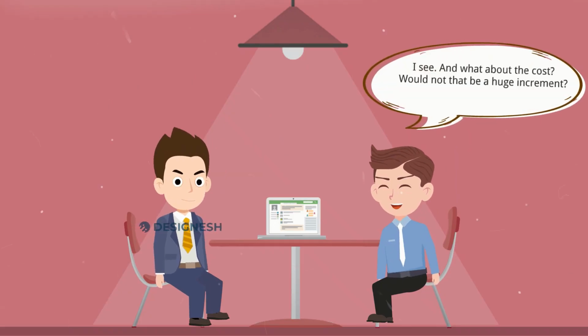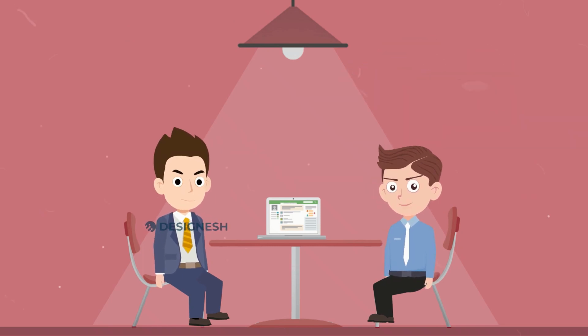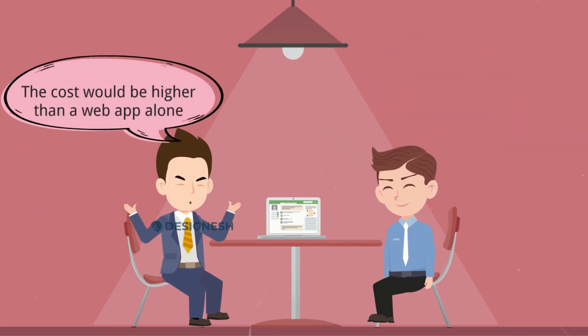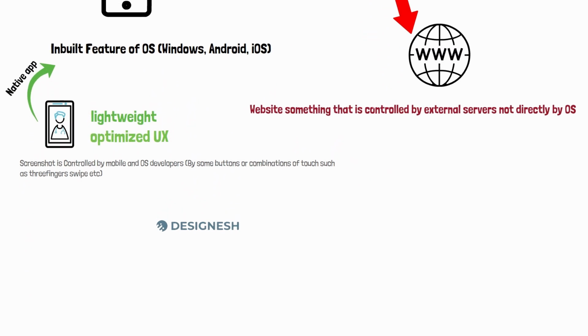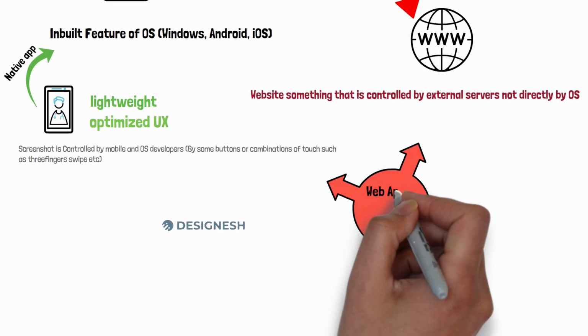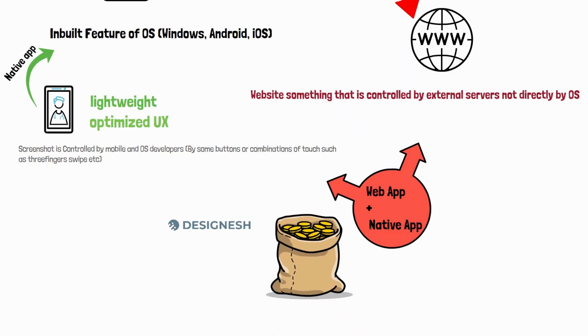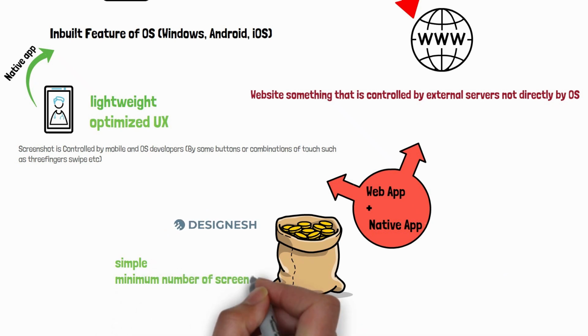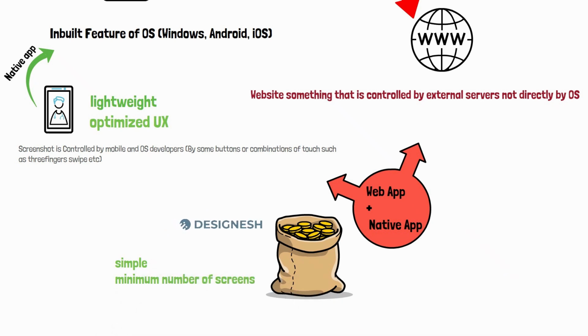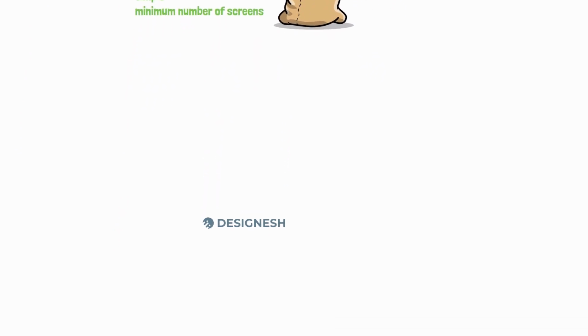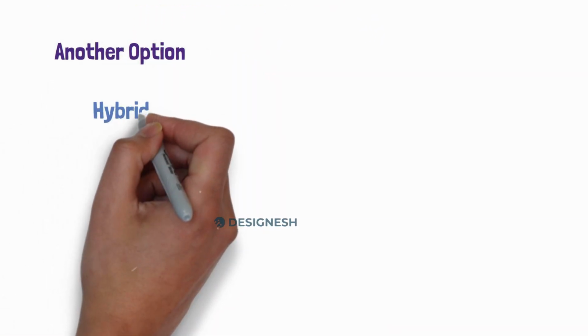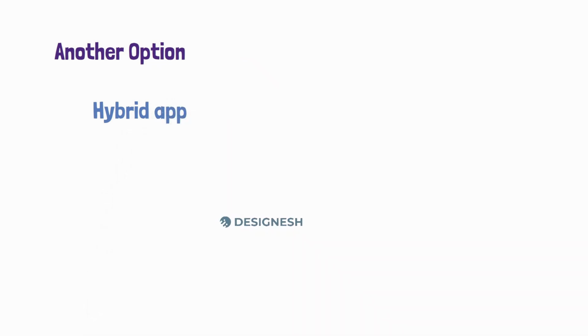Would that not be a huge increment? Of course, the cost would be higher than a web app alone because we would also need to develop and maintain the native app in addition to the web app. However, we would keep it simple with a minimum number of screens to make it cost effective. I can provide a more detailed cost estimate once we have a clear idea of the specific features and requirements. Just for your information, there is also another option to build an app wrapper, that is also a hybrid app, but that would also come with many limitations.